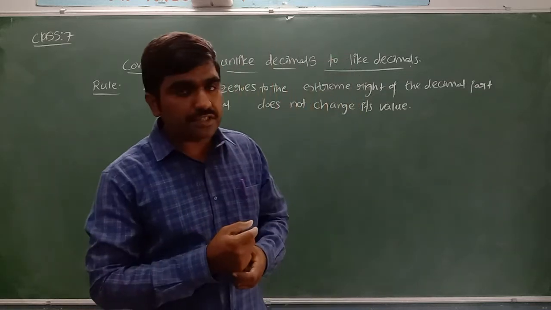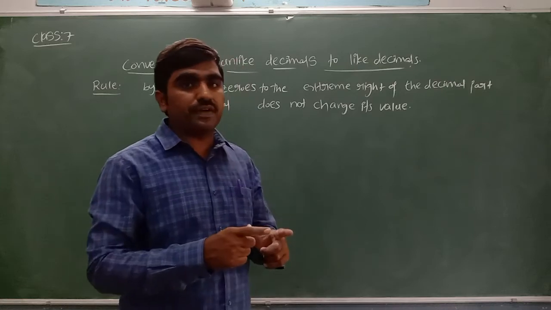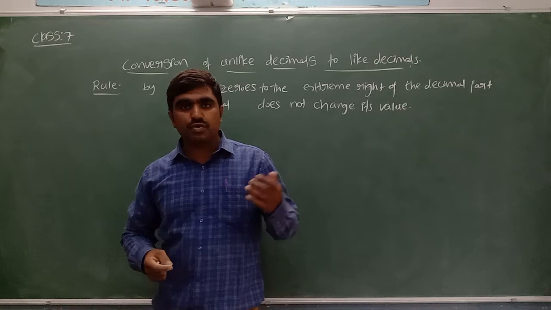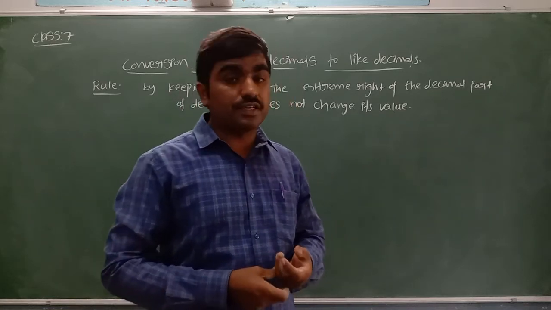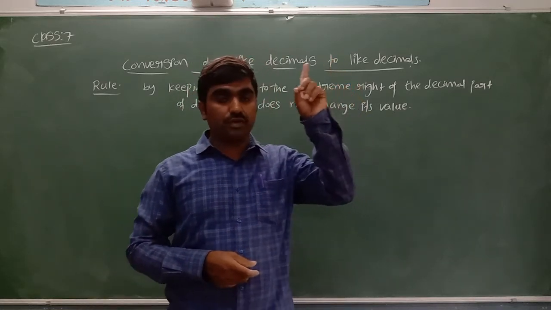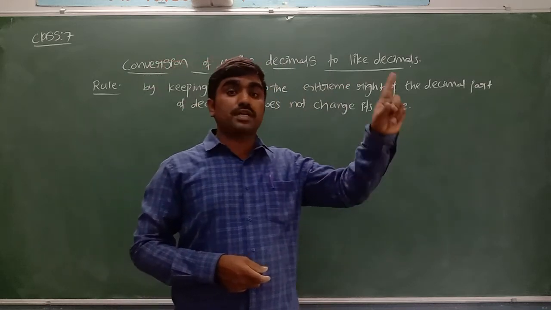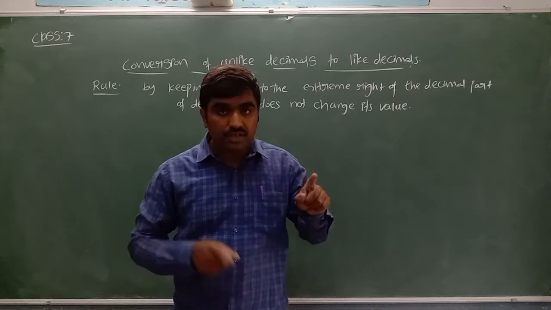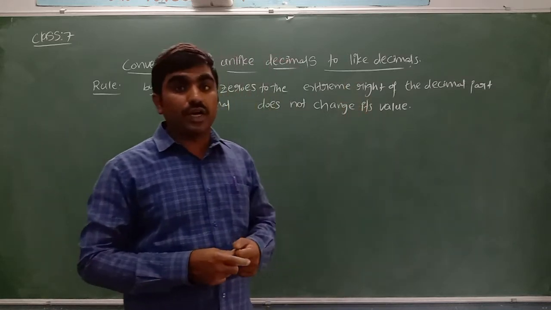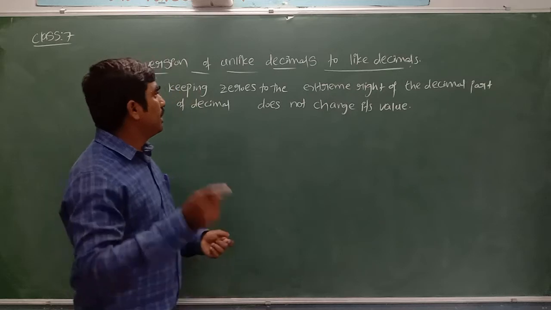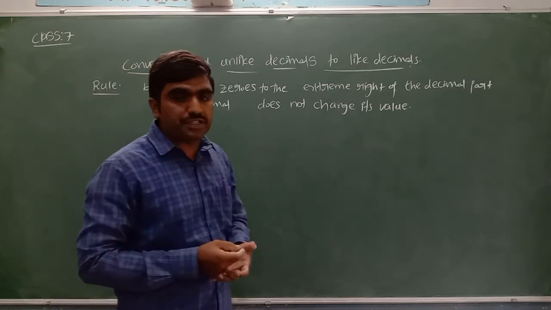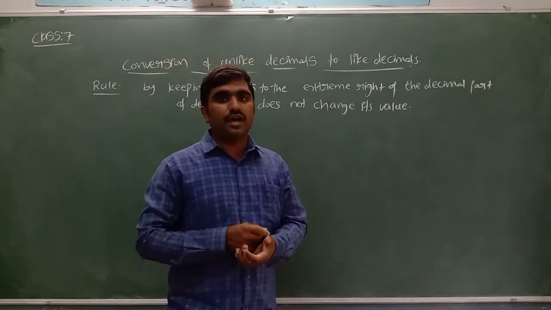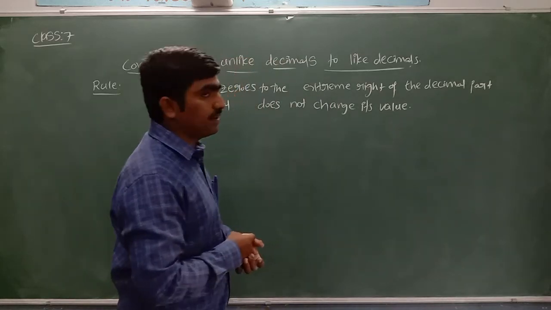If they are unlike decimals, we have to convert them into like decimals, and then we can apply these two operations, addition and subtraction. We learned the same thing in fractions: when adding or subtracting fractions, we need only like fractions. If they are unlike fractions, we converted them into like fractions by LCM. Similarly, unlike decimals must be converted into like decimals before we apply addition and subtraction.